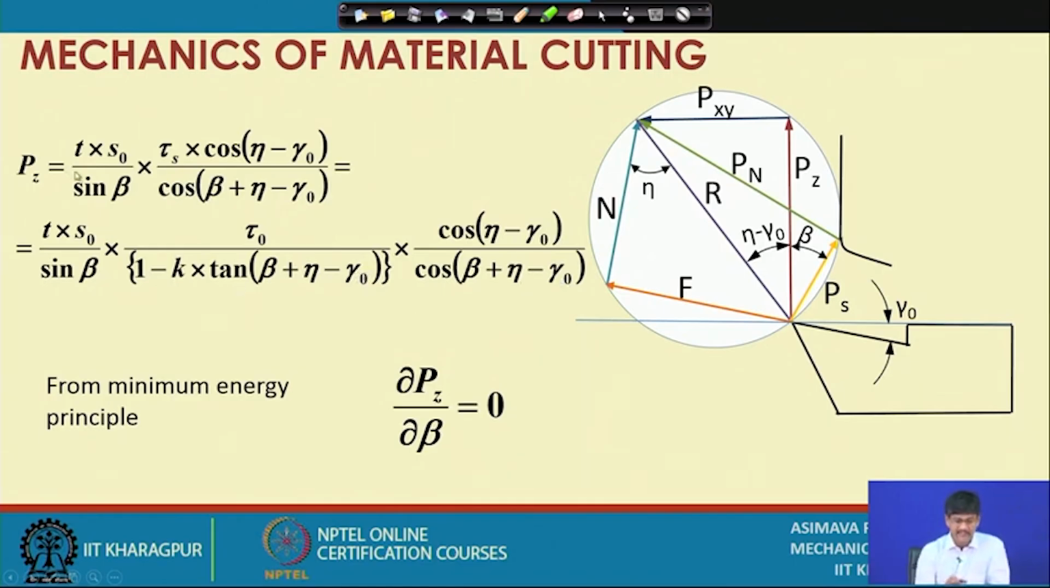Now, what is exactly the value of Pz? For this, we use the minimum energy principle, that is, in order for any process to be carried out, it will always follow the natural process of expending minimum energy to achieve that. So, if the shear plane is creating the shear between laminae of the uncut chip, it is getting sheared off, it will happen in such a way that minimum energy is expended. Otherwise, why should it go for any plane in which more energy is spent?